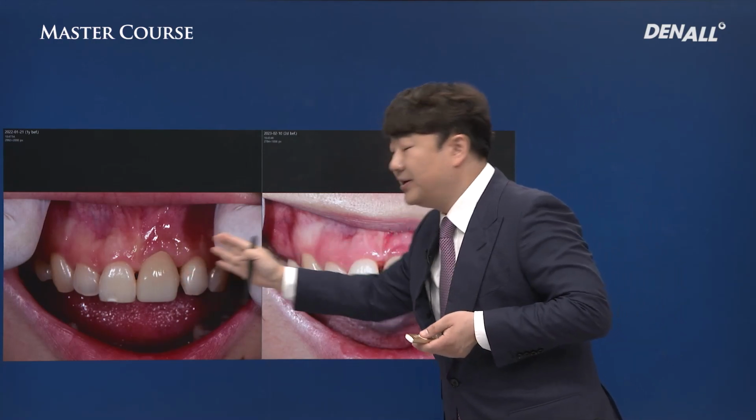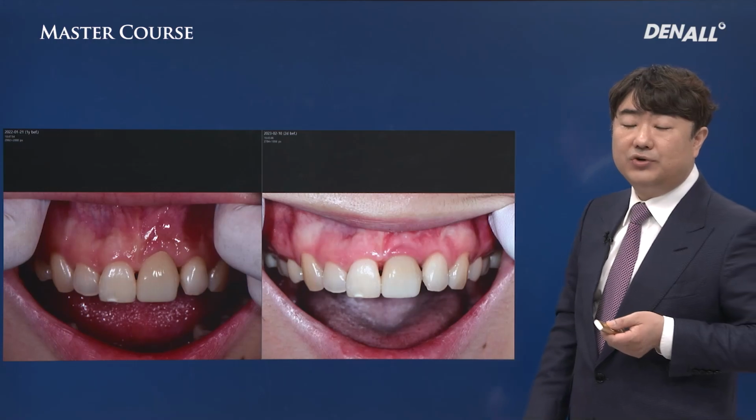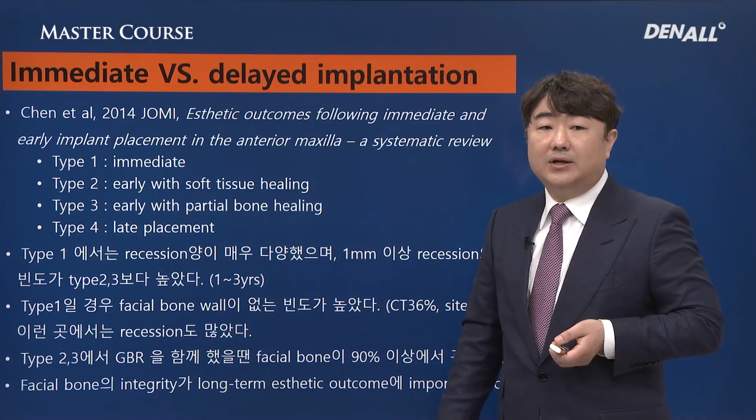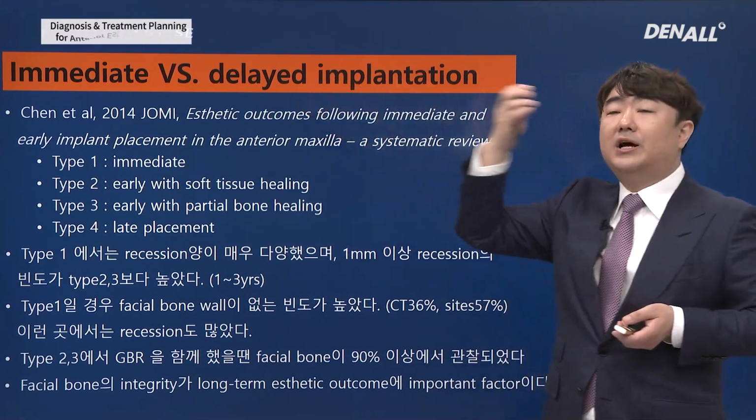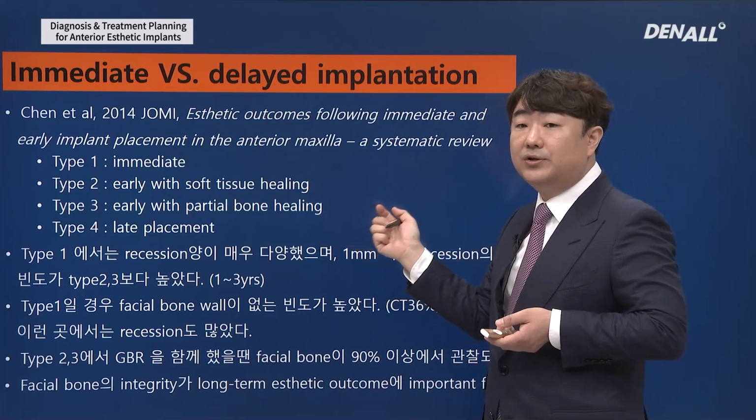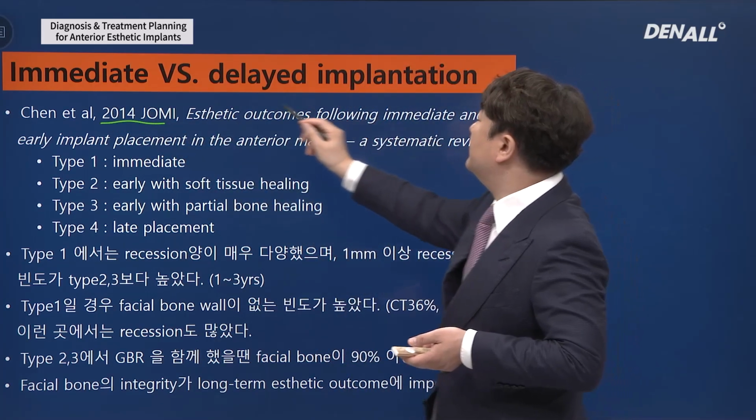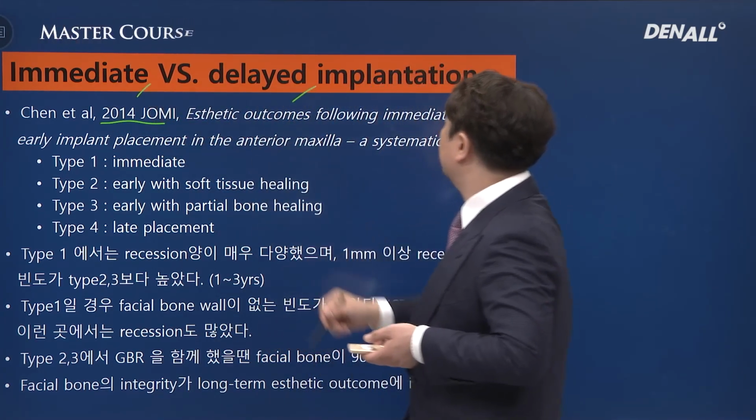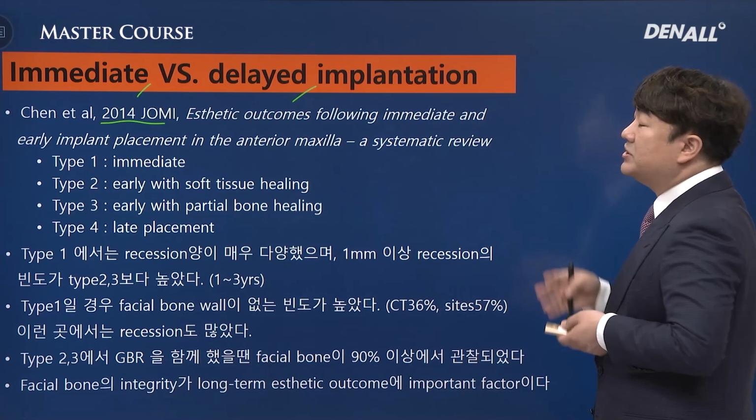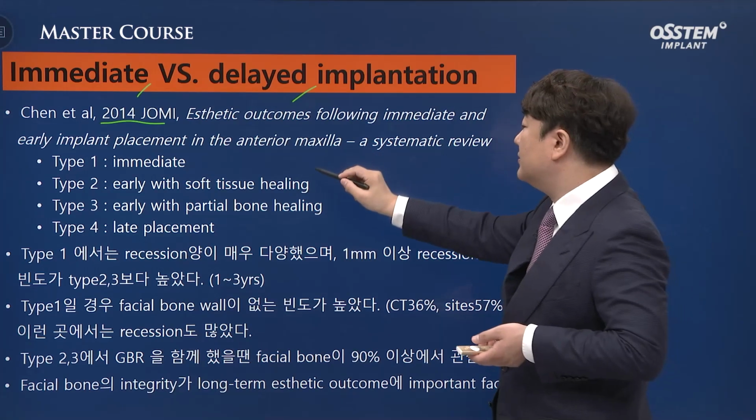We need to look at long-term results, but I think a soft tissue graft would help significantly in preventing gingival recession. I'm going to talk about a different study, not the one from 2022. This was published by Chen in 2014, and it looked at whether the aesthetic results varied depending on whether it was immediate or delayed placement.